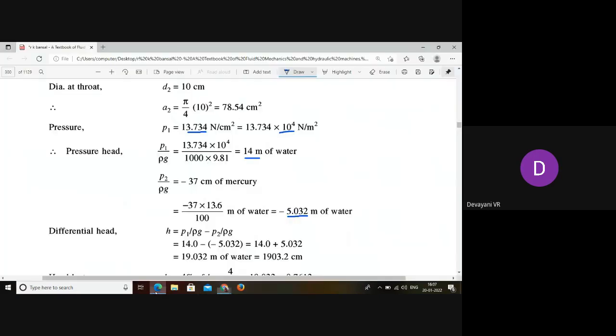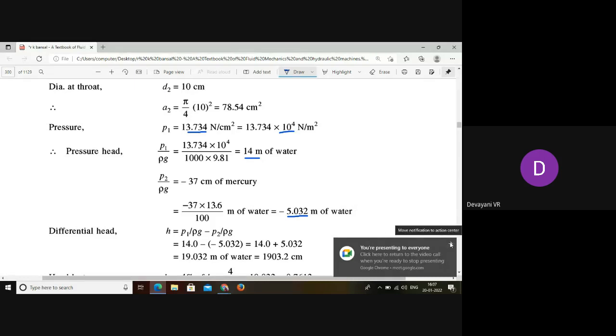So that is about the venturimeter, and in the next class I will discuss the orifice meter. Why? Because I have been using the net since morning, so I don't have much data. In the next class we will start the orifice meter.